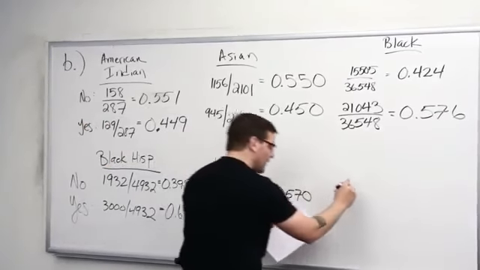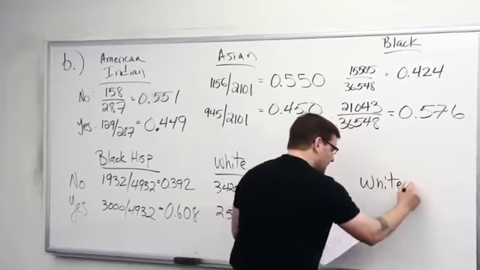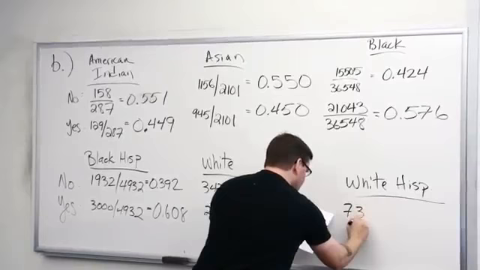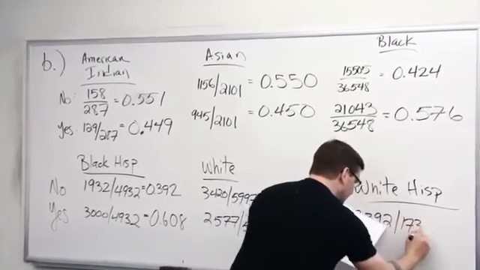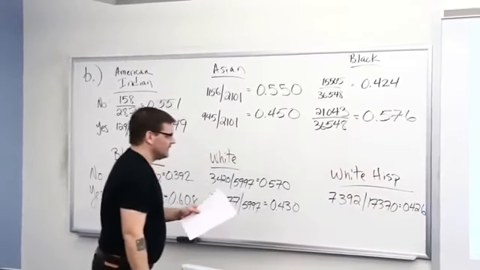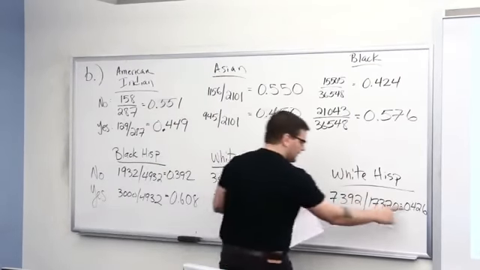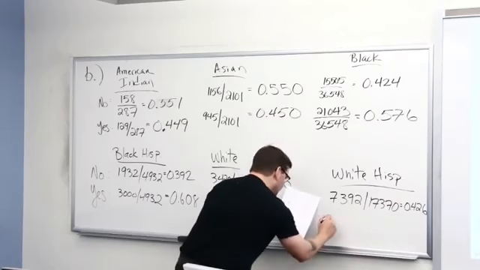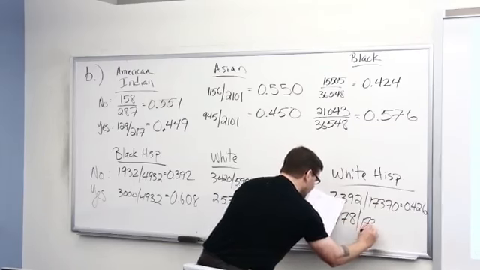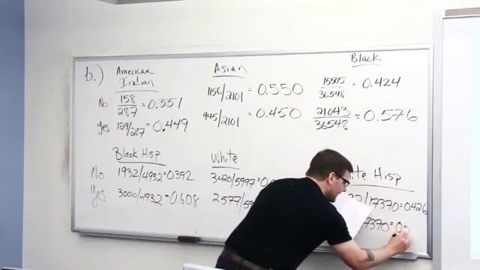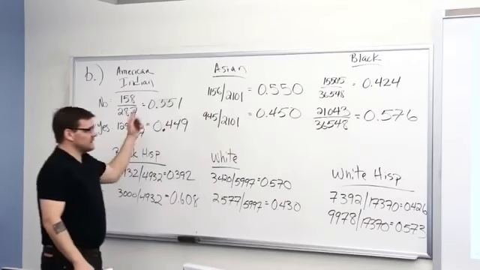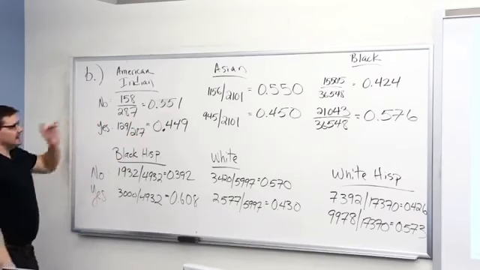The last one, white Hispanic. 73,92 over 17,370 is 0.426. So white Hispanic, not frisked, 42.6%. White Hispanic, yes frisked, 99,78 over 17,370. That is 57.3% rounded. All I did was work my way across the 6 columns.